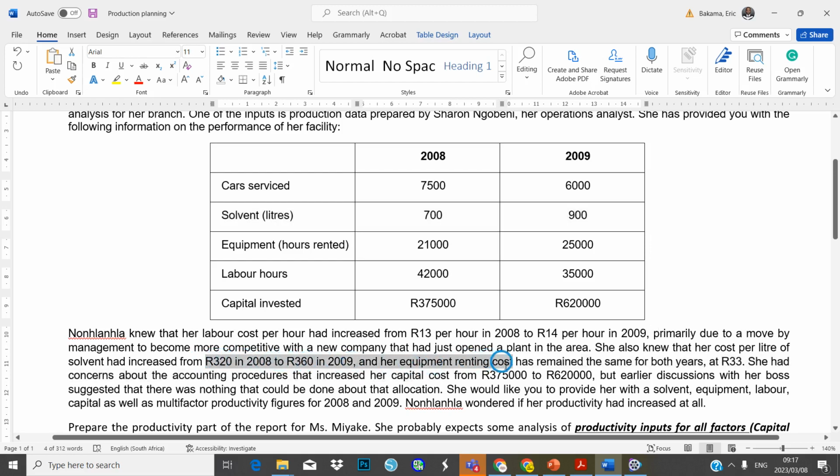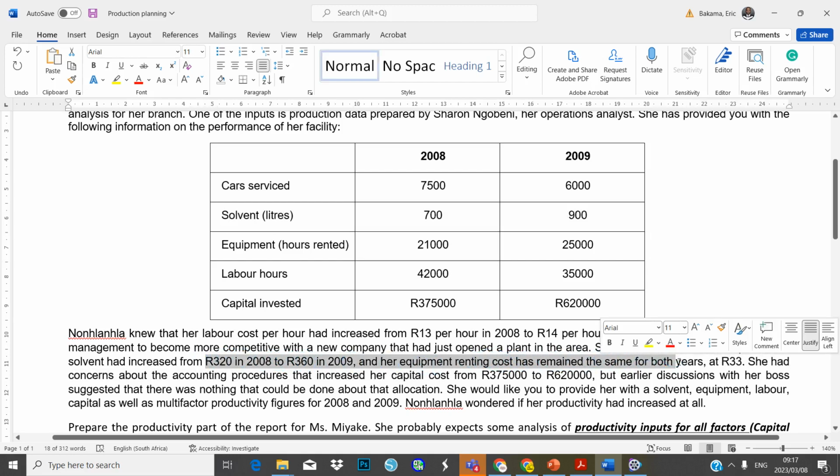And the equipment renting cost has remained the same for both years. The equipment you are renting can be, for example, a generator, or even a service tool. Here they just give us a general statement to say that these are the equipment that she's renting.